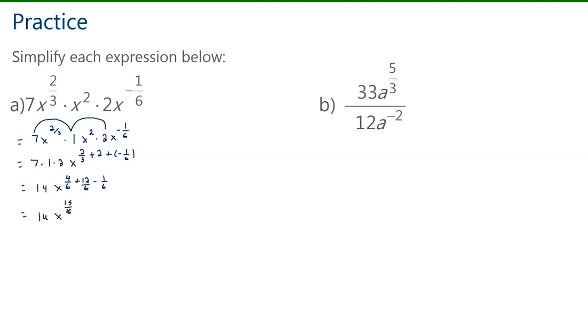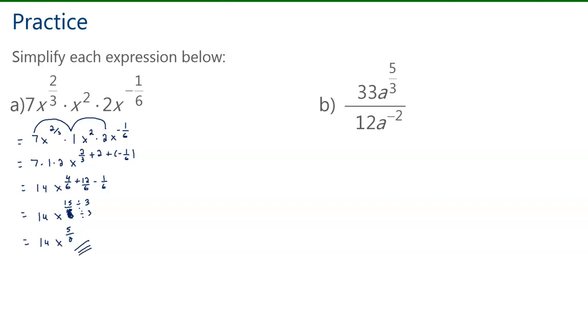That's not simplified, so 15 over 6, that's not simplified. So we need to divide each by 3. So divide both top and bottom by 3. So that will be 14 x, 15 divided by 3, so it'll be x to the 5. And 6 divided by 3 is 2. Doesn't look like a 6, folks, but that's a 6 there. Anyway, so it's 14x to the 5 over 2, and that's the final answer.